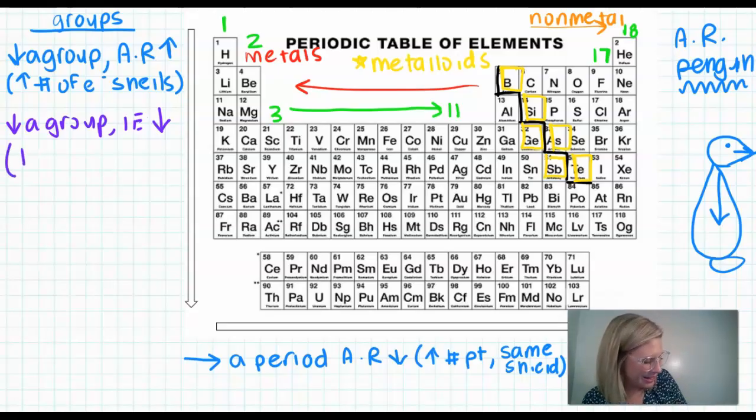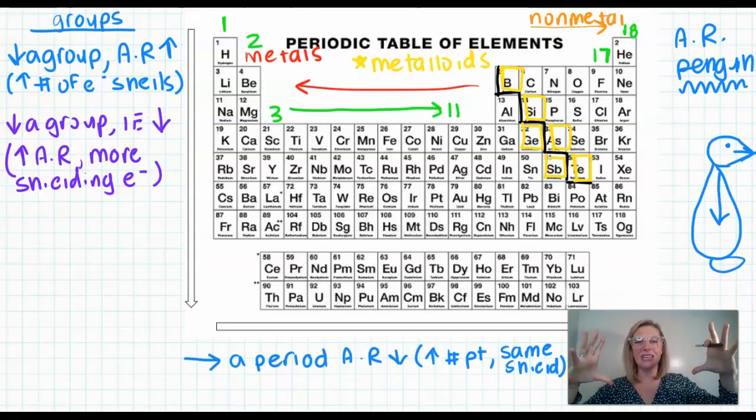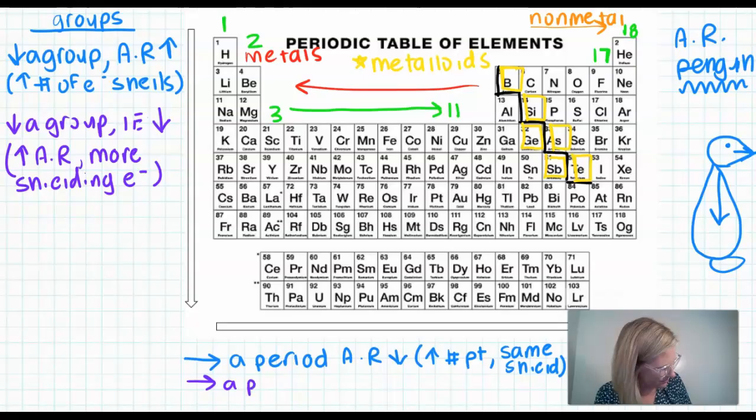That's the case because an increase in atomic radius means that there are more shielding electrons. And it's easier to remove an electron if there are more electrons in the way of blocking it from that nuclear charge. Going across a period, our ionization energy increases. Again, it can be explained by the same trend we use for atomic radius.